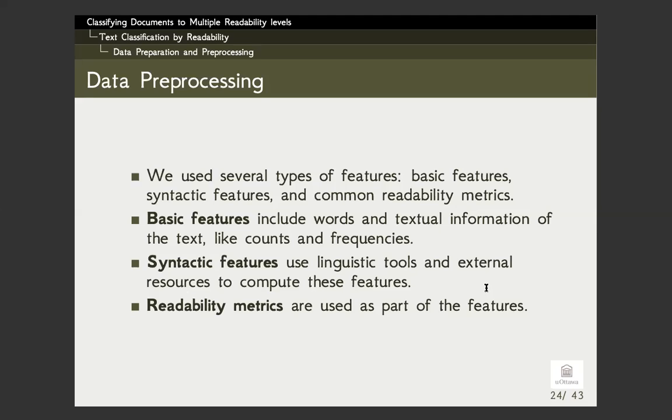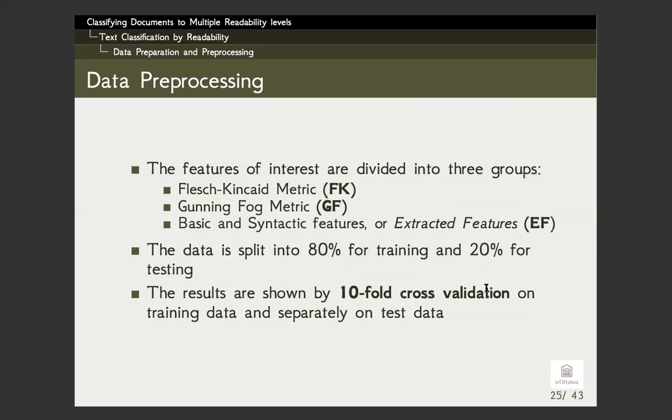part of the features. The features of interest in this work are divided into three groups: Flesch-Kincaid as one group, Gunning-Fog as the second group, and the third group contains the basic and syntactic features, or as we call them here, extracted features. The data are split into 80% for training and 20% for testing. The results are shown in tenfold cross-validation and separately on test data.